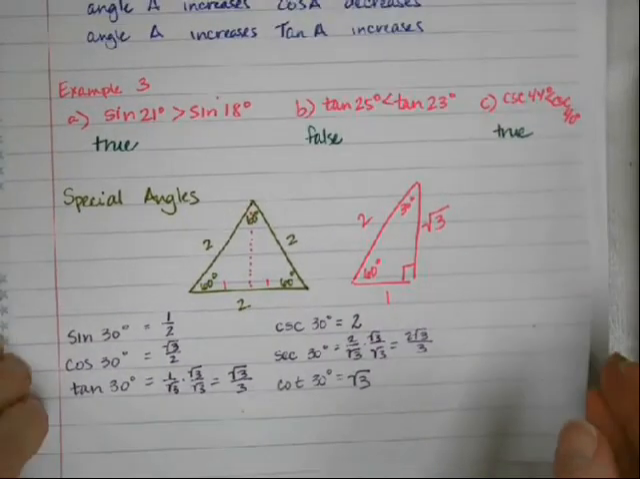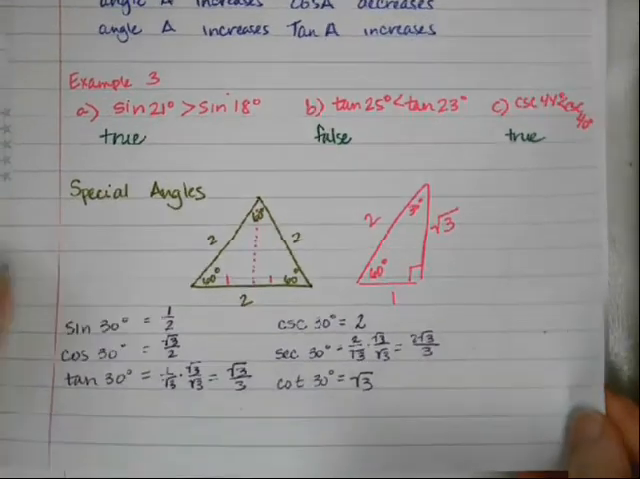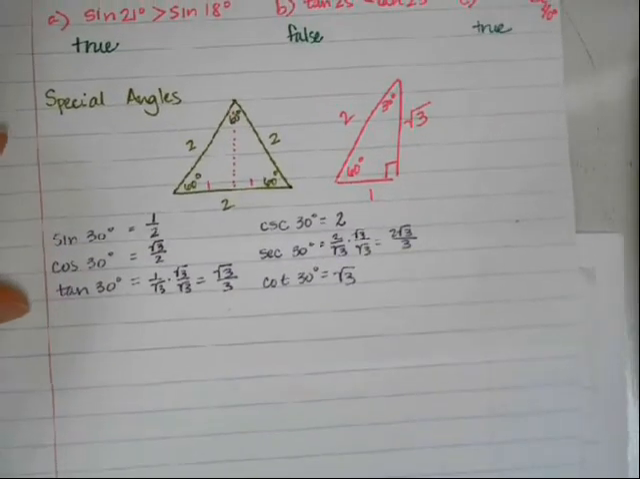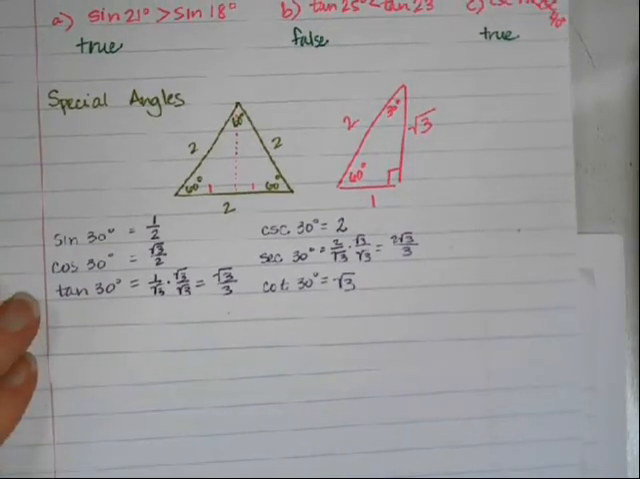All right, so now we want to do the same thing for our 60-degree angle. You can look at your triangle and do them that way if you want to, or you can use your cofunction identities and find them that way.